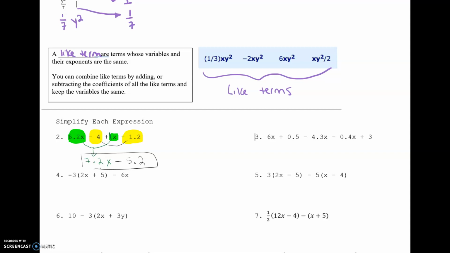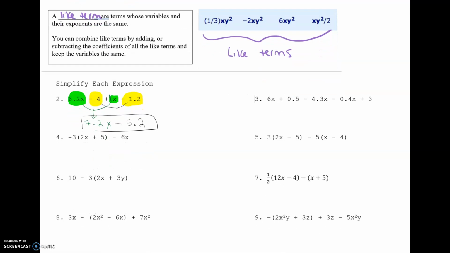All right, so that was kind of an easy one. Again, I highly recommend, especially if you're having trouble identifying the like terms, I really recommend highlighters for this. Now, I'm going to go ahead and skip to number 5.